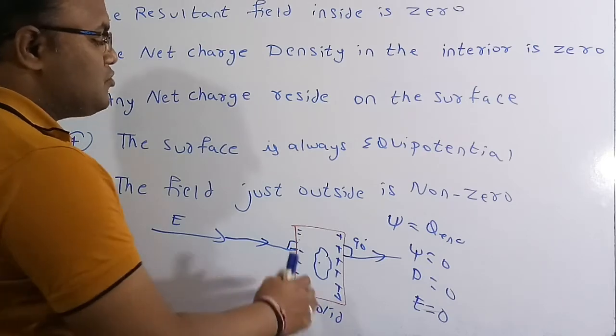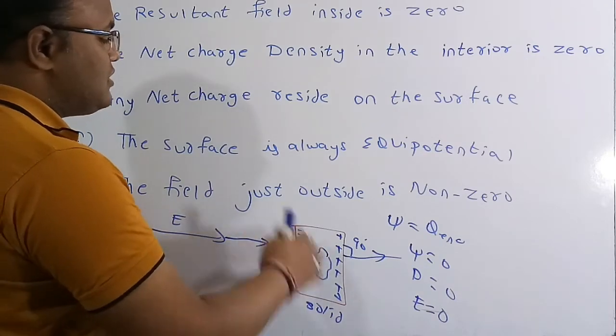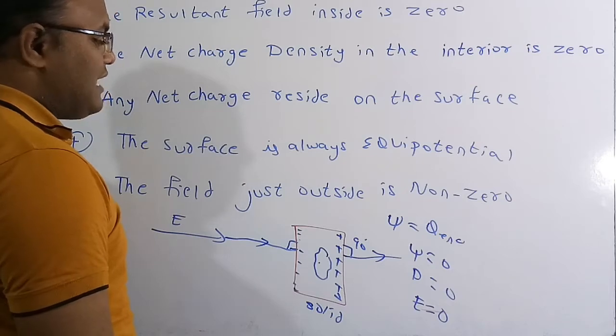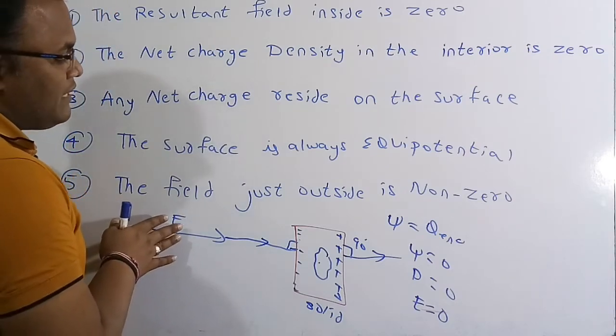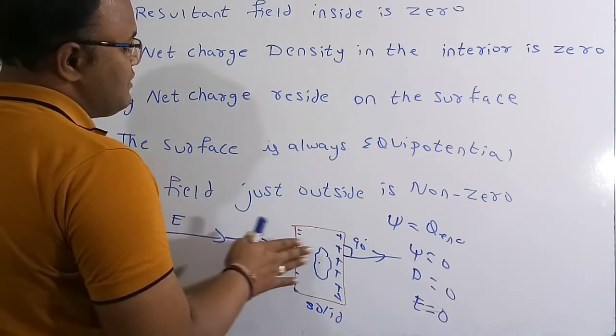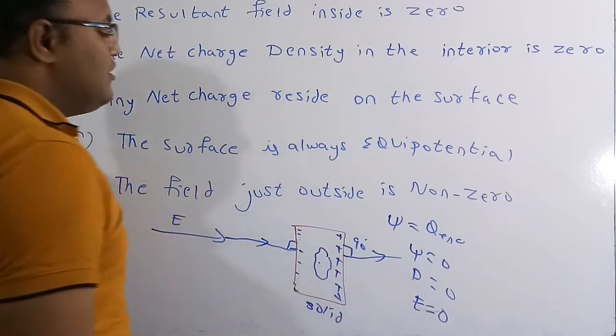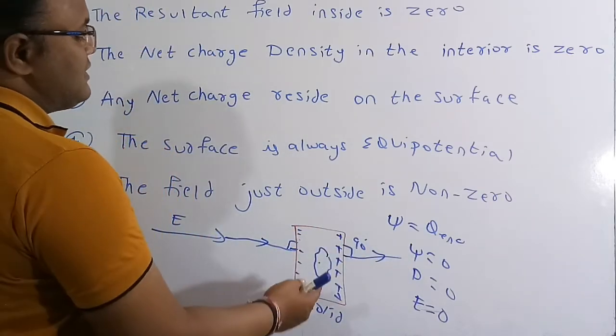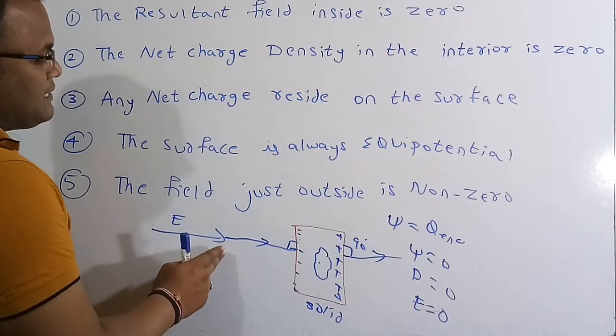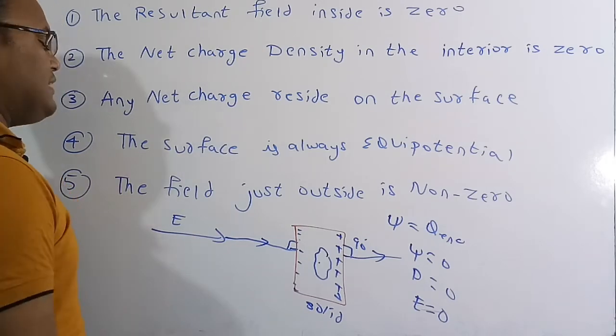So the charge is going to reside only on the surface, but not inside, and the electric field enters orthogonally to the surface and leaves orthogonally from the surface. Inside, the electric field is always equal to 0, but an electric field can be present outside the ideal conductor.